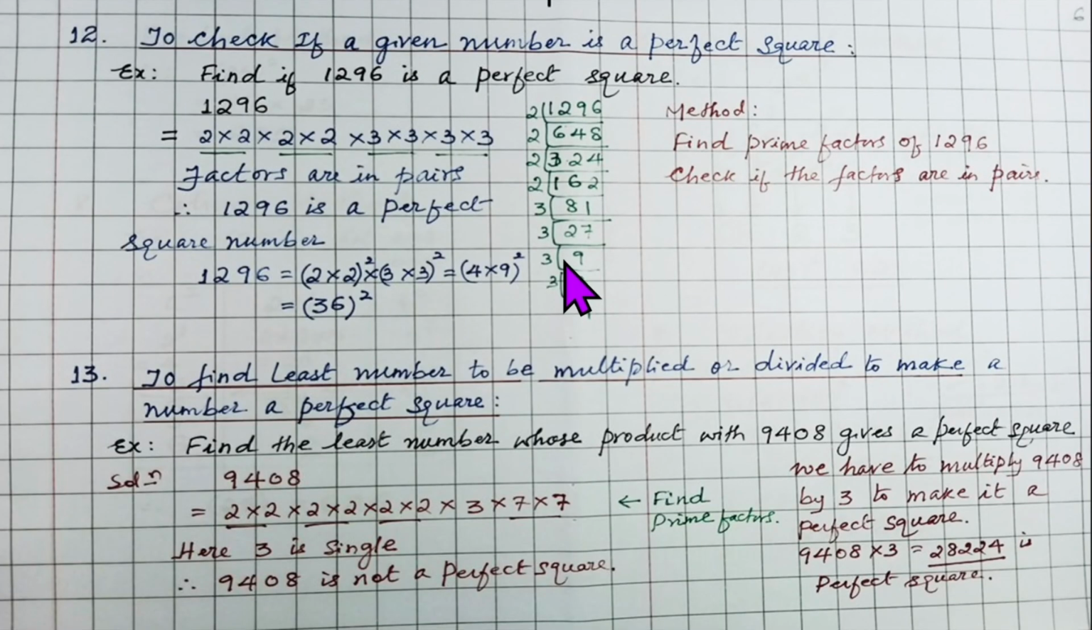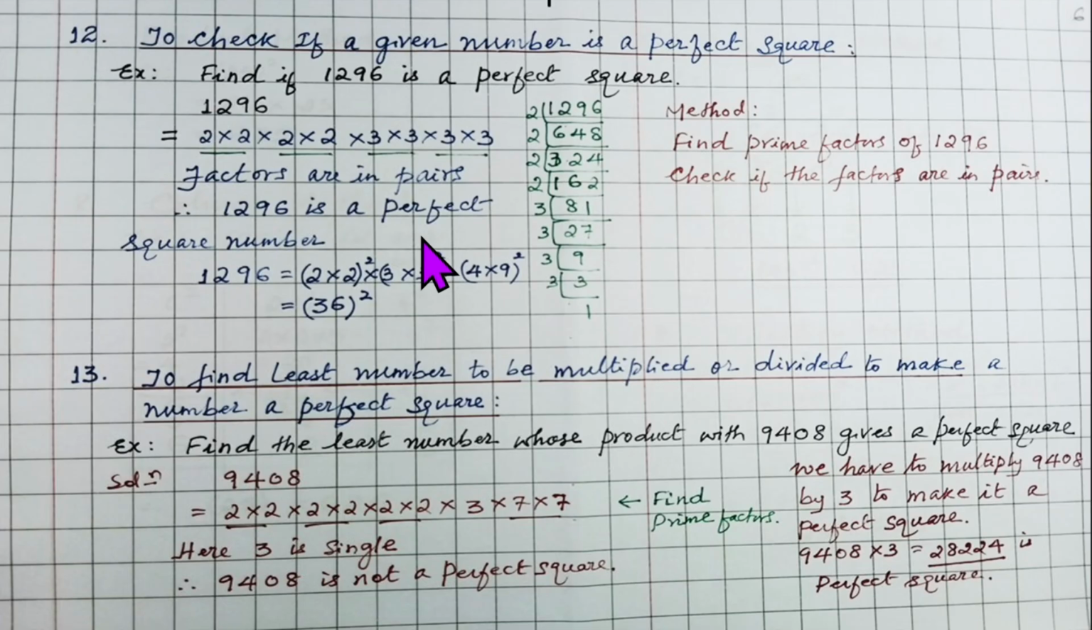Remember that. Now coming to the next and very important point, that is how to check if a given number is a perfect square. Again, the same idea, with a slightly bigger number. If we take 1296 and write its prime factors, we get 2 into 2 into 2 into 2 into 3 into 3 into 3 into 3. That means there are four 2s and four 3s. That means they are all in pairs. Because they are all in pairs, 100% 1296 is a perfect square, and it is 36 squared.